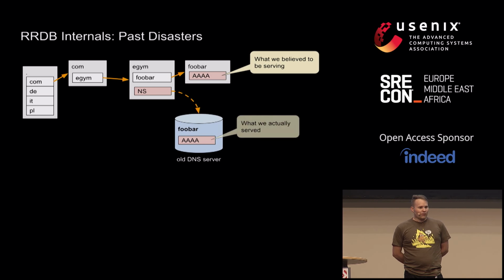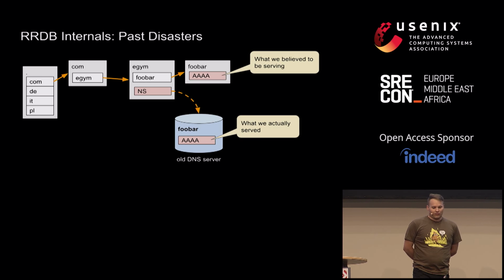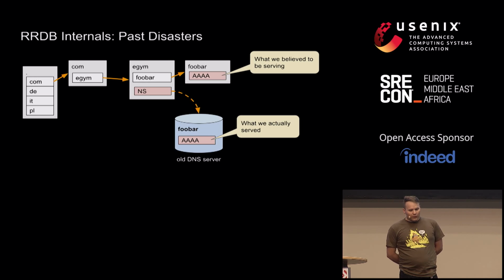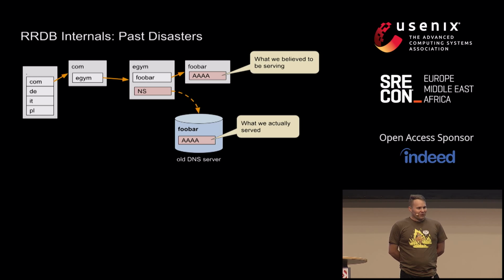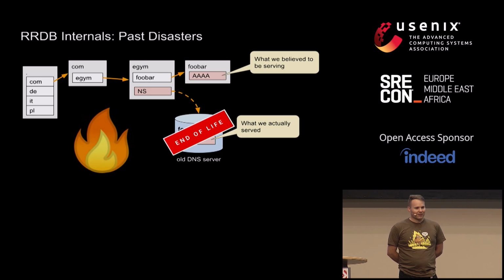And this was before we had the parent pointers and all the checks. So what we were actually serving for foobar was the quad A record of the old DNS server, which was still alive because we were in the middle of the migration. And then at some day, don't remember, but probably a Friday, I said, cool, let's kill all the old infrastructure, end of life that server.